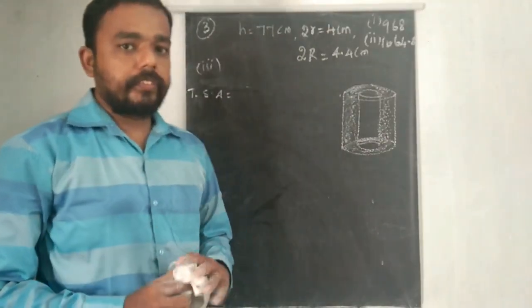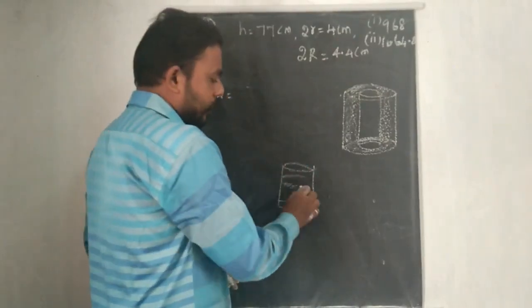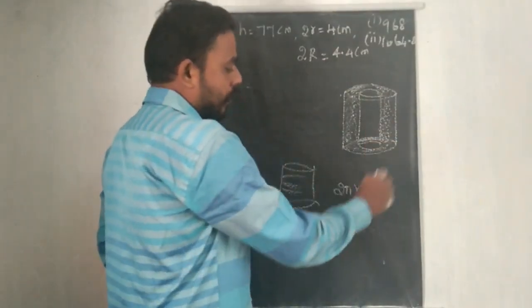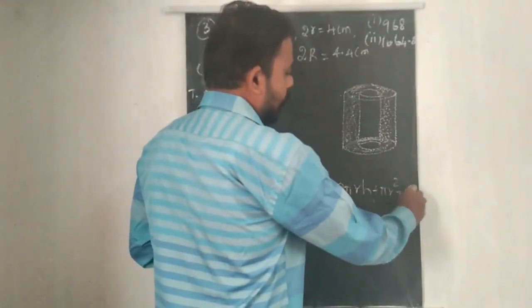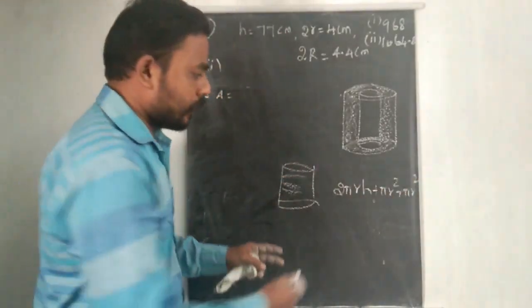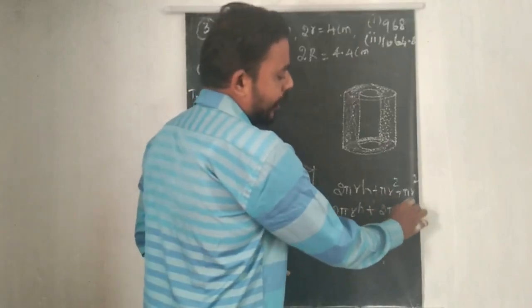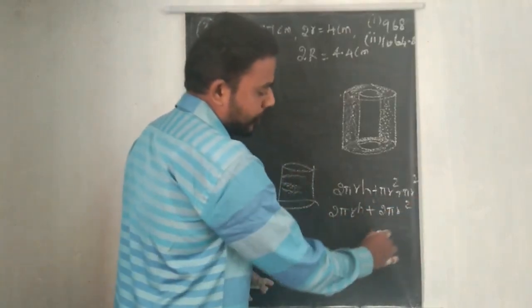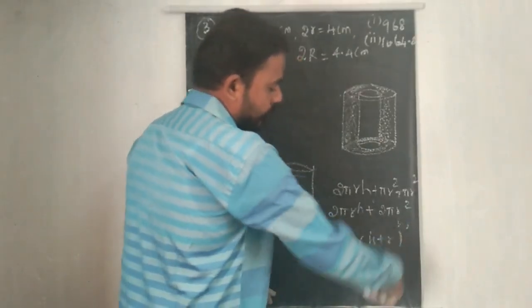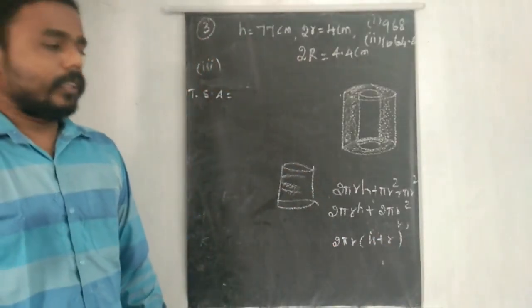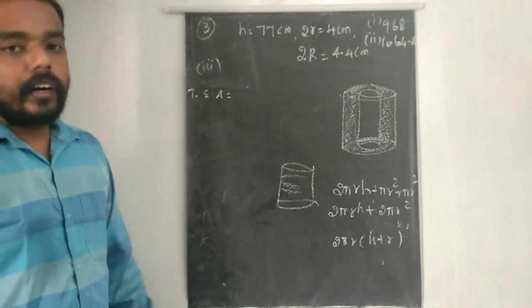First think about the curved surface area. Already we have a cylinder in place. First we need to think about the curved surface area, 2 pi r into h, plus bottom 1 pi r square, plus top 1 pi r square. This is the total surface area. So 2 pi r into h plus 2 pi r square. Here 2 pi r is common, because we can write r square as r into r. So total surface area is 2 pi r into h plus r. Now we need to find the total surface area.